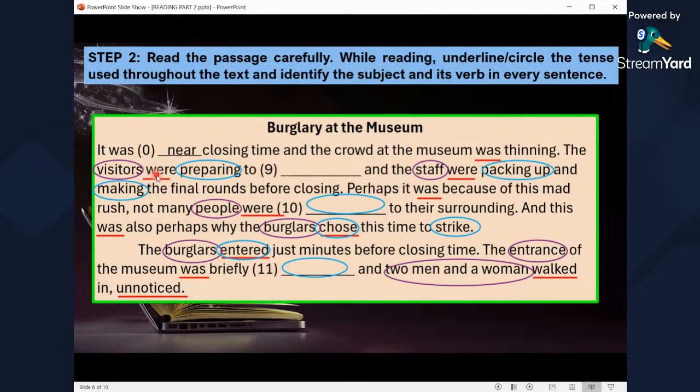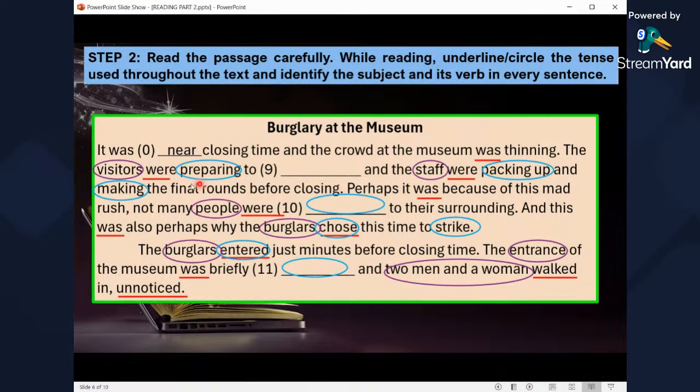Visitors, you have as, were, correct. More than one, you need to use were. The staff, were. This one is looking at the staff as individual, many people were. All right, packing up and making. Okay, all right. It was because of this, many people were.